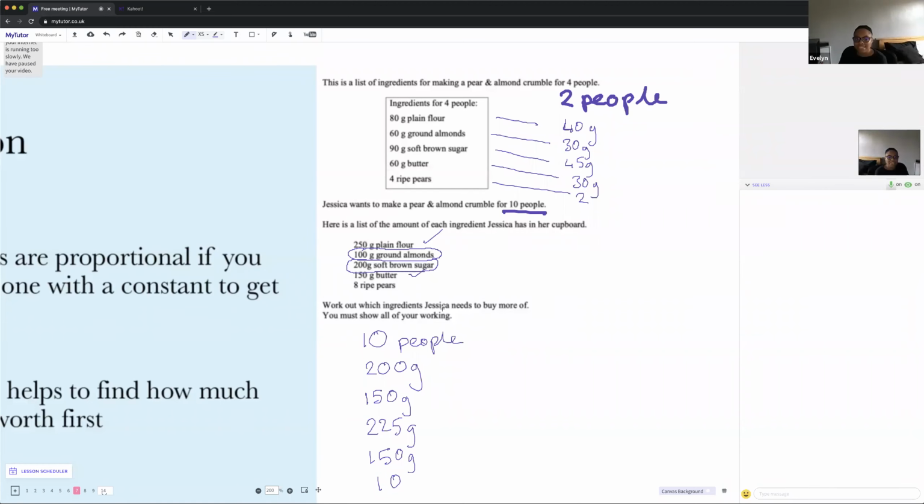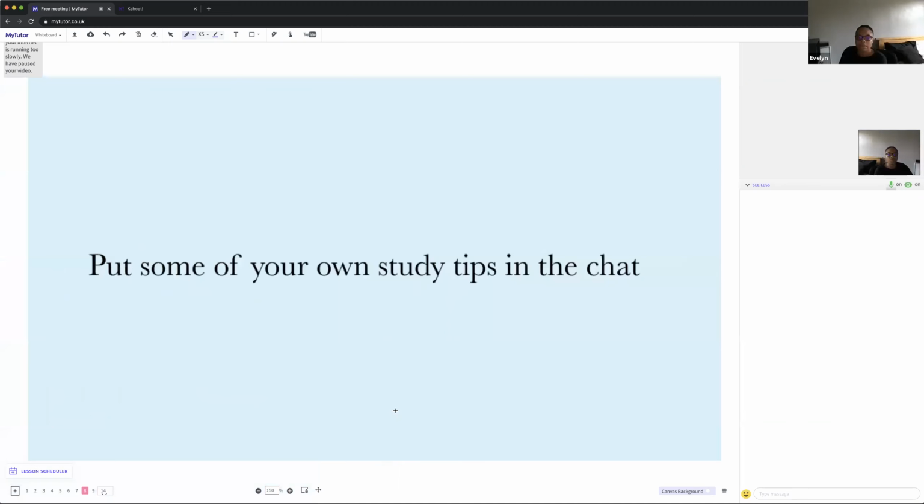She's got exactly the right amount of butter, and she has less ripe pears than she needs as well. So your answers should be ground almonds, soft brown sugar, and ripe pears. That's the ingredients that she needs more of. So hopefully that makes sense to everyone, and that sort of covers everything that we've gone through already.